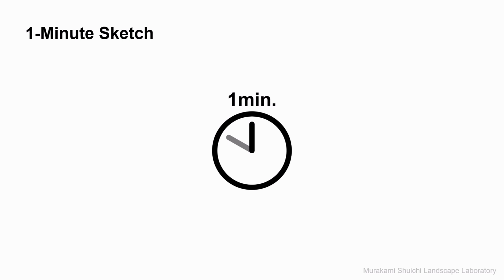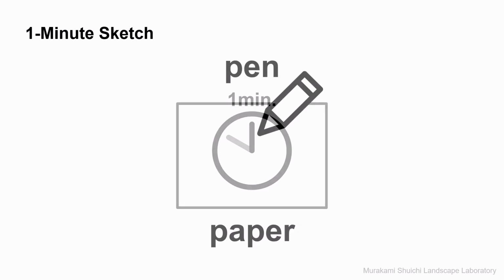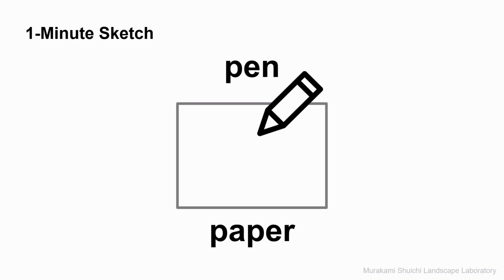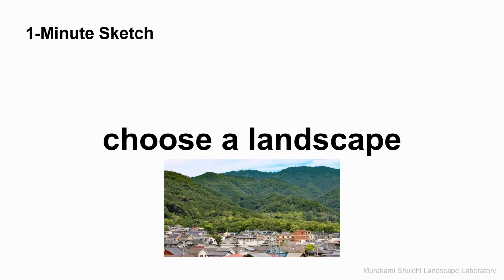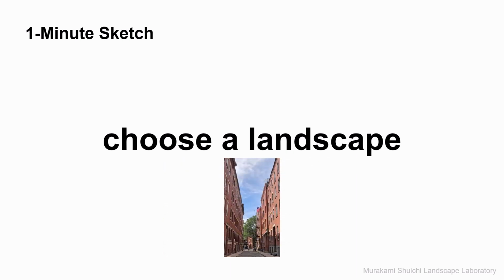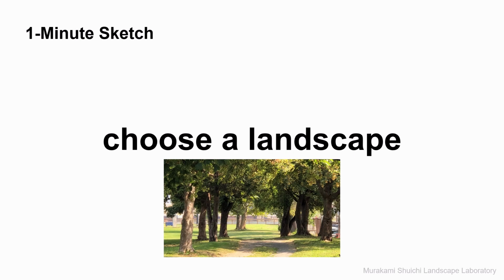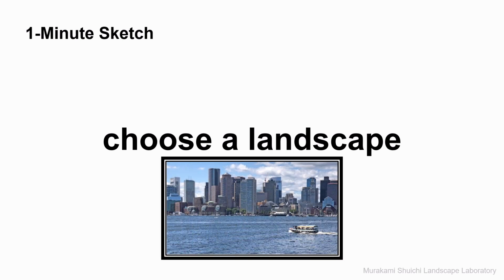Let's try a 1-minute sketch. This exercise is about seeing the big picture, not the details. All you need is a pen and a piece of paper. Here is how we will do it. First, choose a landscape. It could be the view from your window, a street corner on your walk, or a familiar spot in a nearby park. A photograph of a landscape works just as well.